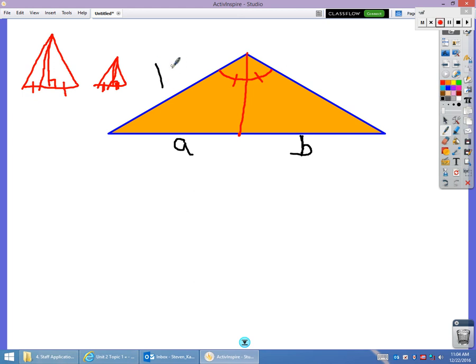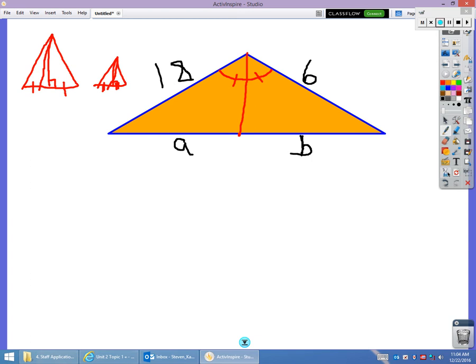So if this was 12, for example, and this was 6, I know that A would be double what B was. If this was 6 and this was 18, I know that A would be triple of what B was. So if you ever have an angle bisector, the way in which it breaks up the other side will always be in the same ratio.